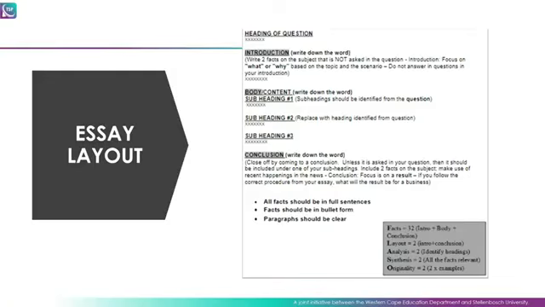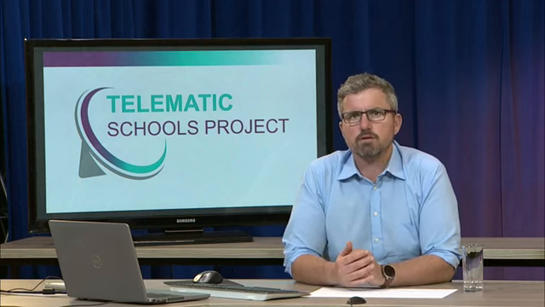Then just going on to your conclusion, what is required, or what will constitute 2 marks in your conclusion. Close off by coming to a conclusion. Unless it is asked in your question, it should be included under one of your subheadings. Remember, you don't want to include anything that is part of your answer in the conclusion. Focus on the result. If you follow the correct procedure from your essay, what will be the result for your business? Will your business be more productive? Will it be more efficient? Will it be more profitable? Those are the sorts of things that we will be looking for in your conclusion.